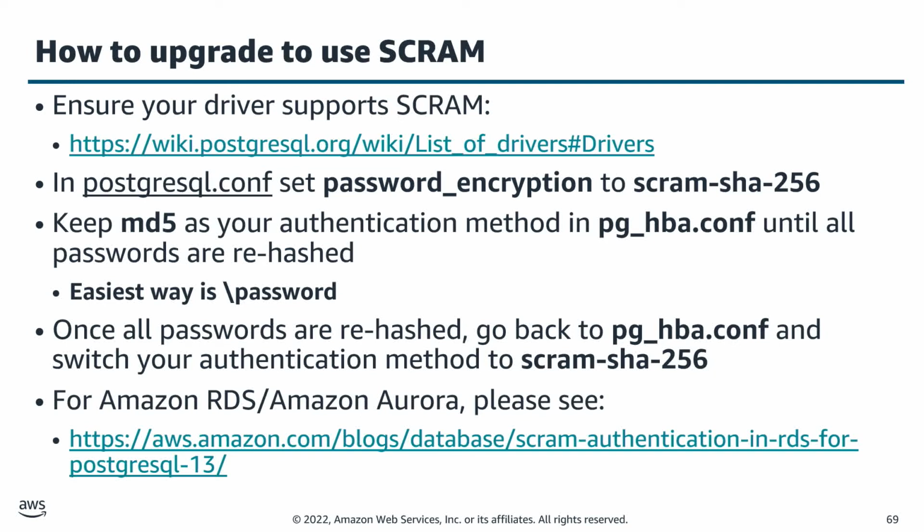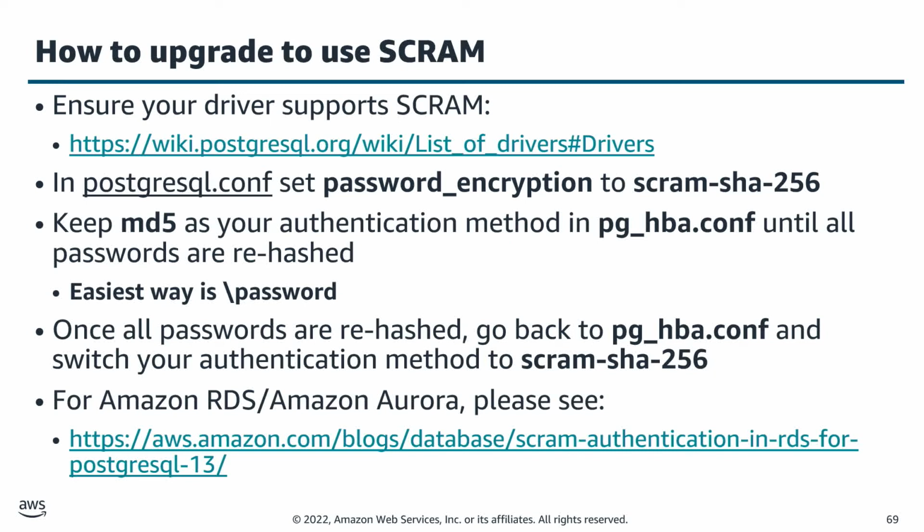The next thing you're going to do is, in postgresql.conf, set password_encryption to scram-sha-256. Now, there are multiple ways you can do this. We're going to go through a demo in a second. You can use ALTER SYSTEM. You can edit the file directly. If you're on Amazon RDS, I recommend this blog that shows how to do it on this system.